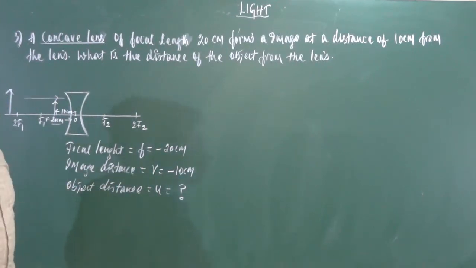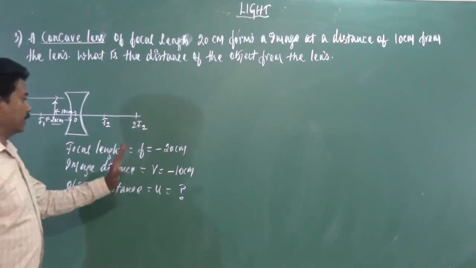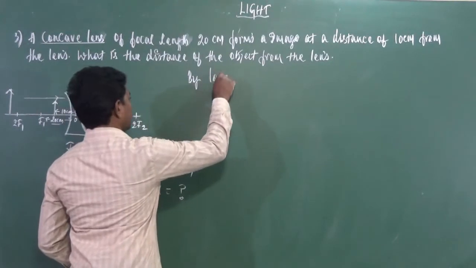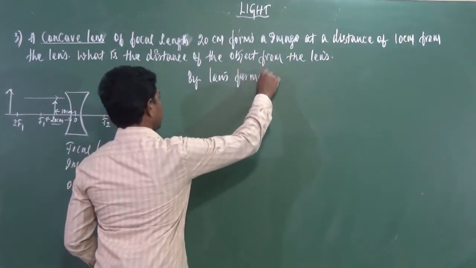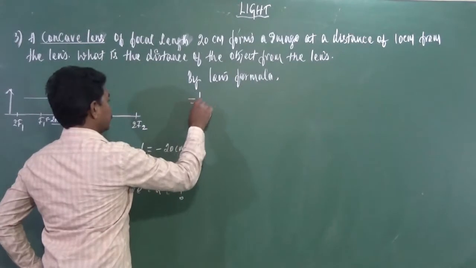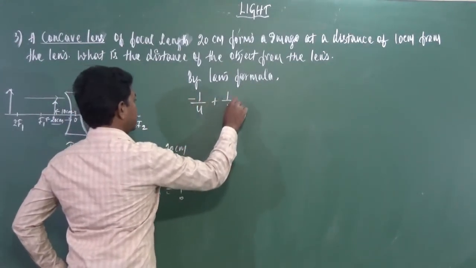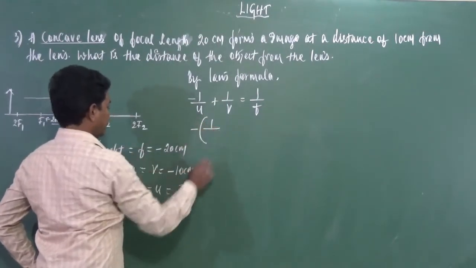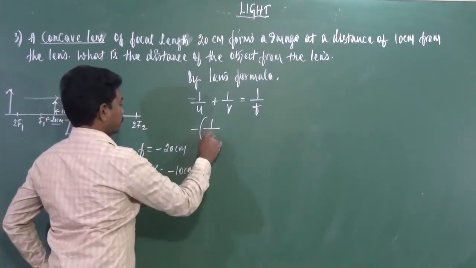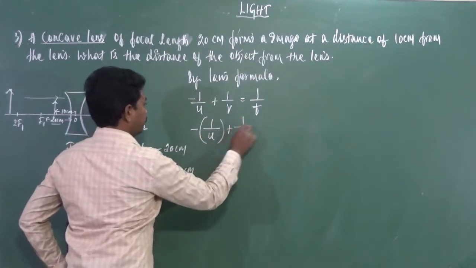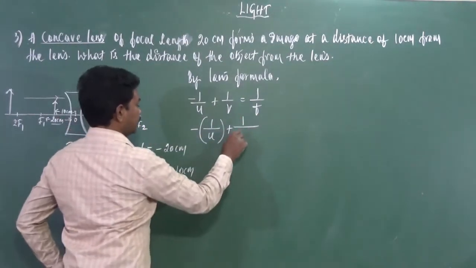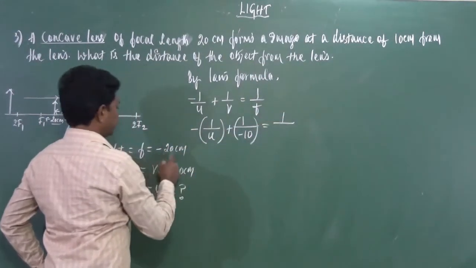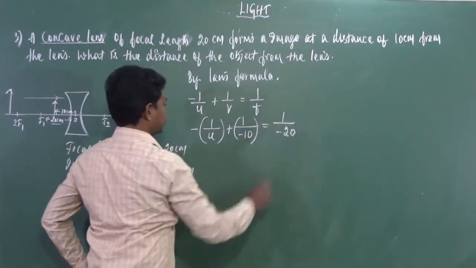That's a little bit of confirmation. It should be a negative value, right? So let's see. By the lens formula, minus 1 by U plus 1 by V is equal to 1 by F. So minus of 1 by U value we have to find out, plus 1 by V value is minus 10. So we will put this minus 10 inside brackets, is equal to 1 by F, which is minus 20. So this becomes minus 20.